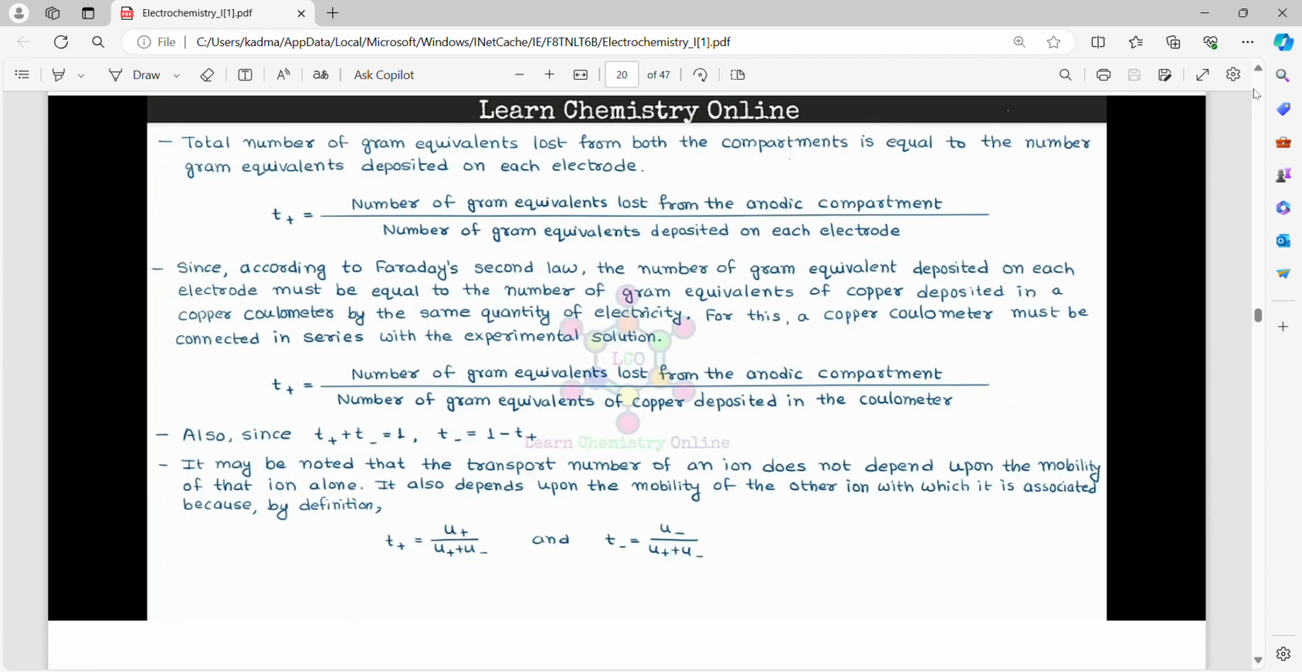It may be noted that the transport number of an ion does not depend upon the mobility of the ion alone. It also depends upon the mobility of the other ion with which it is associated, because by definition T+ is equal to U+ by U+ plus U-, and T- is equal to U- by U+ plus U-.